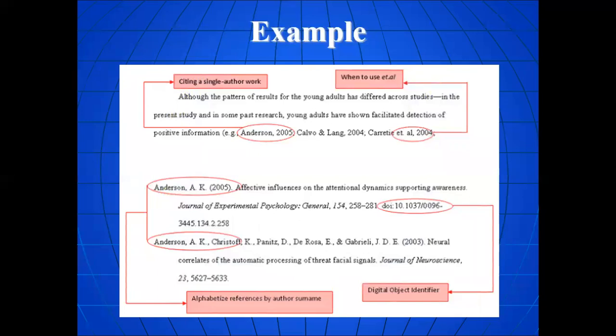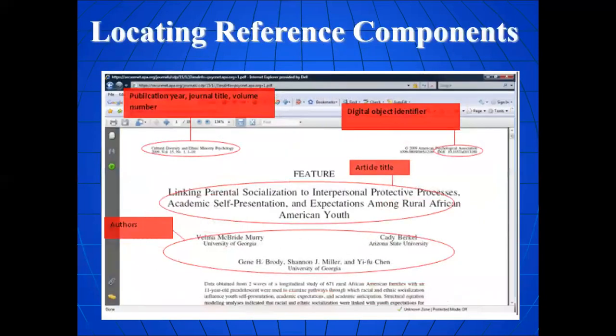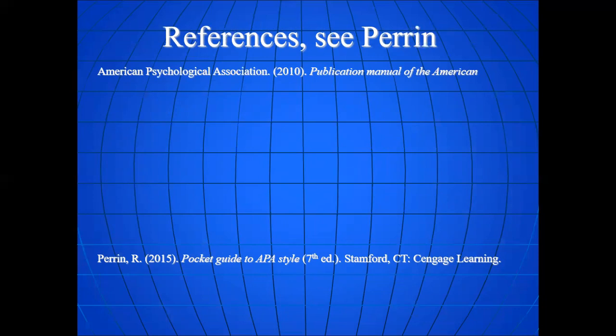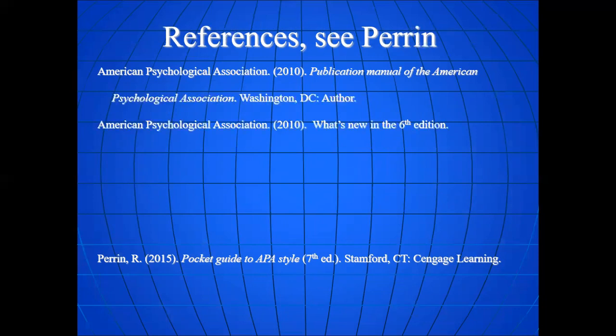So here is another example of an in-text citation and a reference. This is where you pull the information from. So this is an example of a scholarly article and where all the information comes from. So here are the references for this. This is another example.